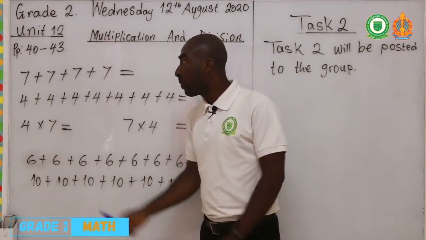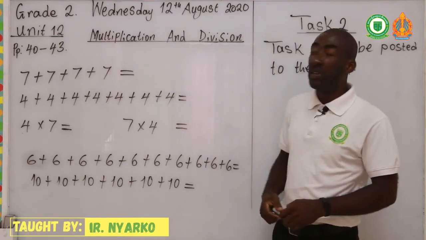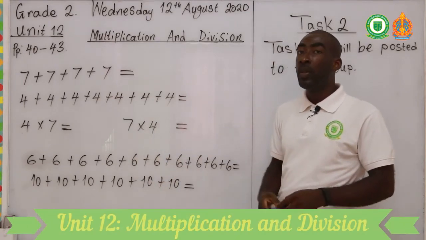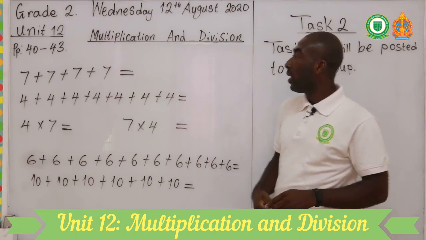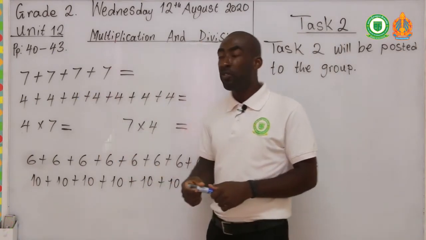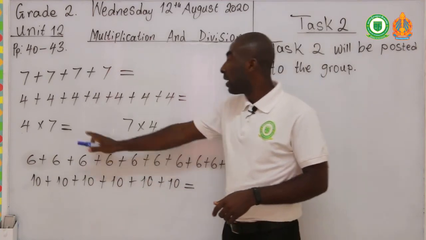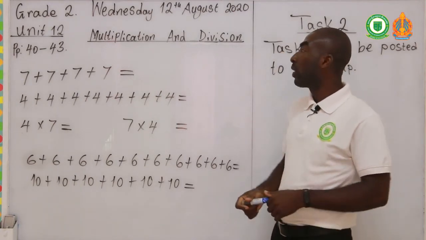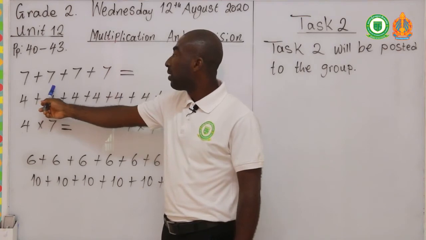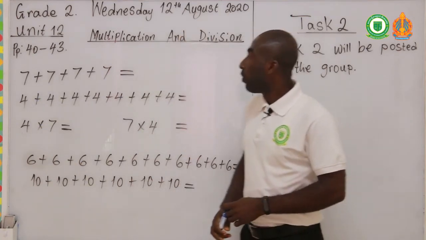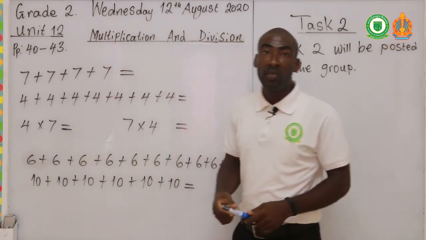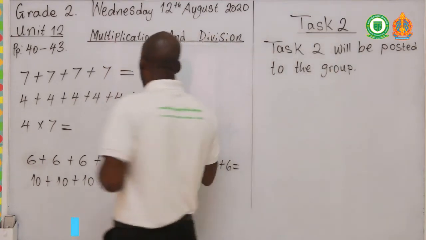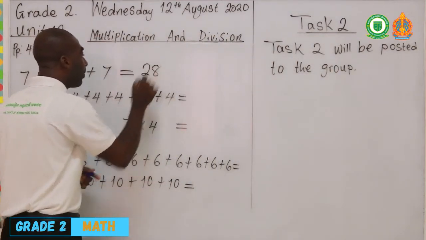So that is for the first one, and the second one means that we are having 7 groups of 4. So that means 7 times 4, which means 4 groups of 7. Okay, and then here is 7 groups of 4. So we're going to find the answer for this one, and then we find the answer for this one as well. Okay, so 7 plus 7 will give us 14, and then plus 7 will give us 21, then plus this 7 will give us 28. Okay, so we're going to put 28 here.